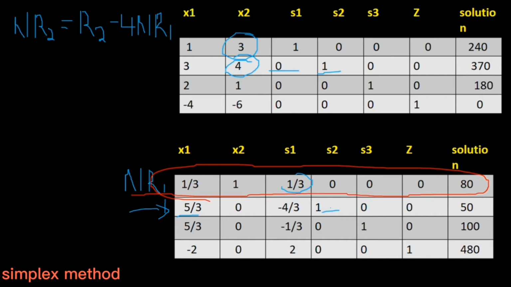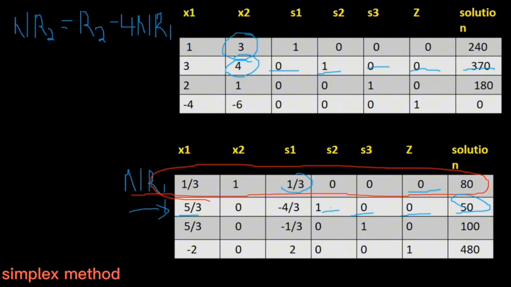The next one is 0 minus 4 times 0 is 0. The next one is 0. Minus 4 times this 0, you have 0 here. The next one is 370. 370 minus 4 times 80, we are going to be having 50.